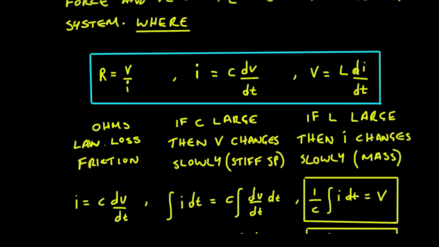And again, the other way around, we've got V equals L di by dt, but we might be interested in the I part of it. So in order to get the I part out, we have to integrate it, which will leave us with 1 upon L, the integral of V dt equals I.